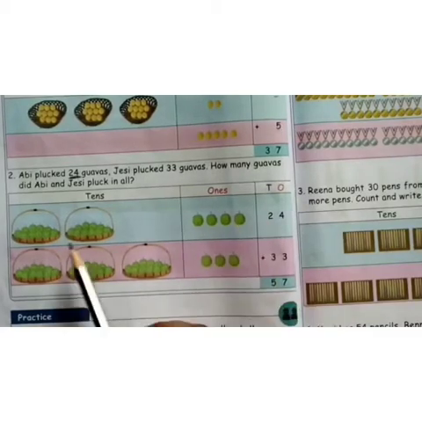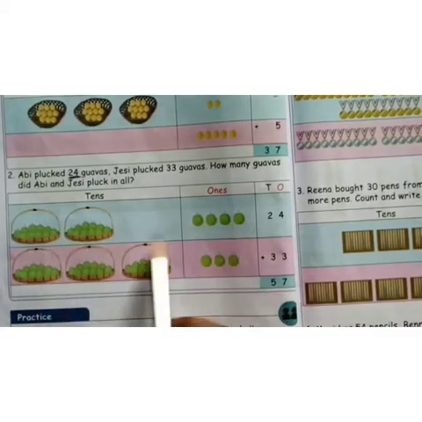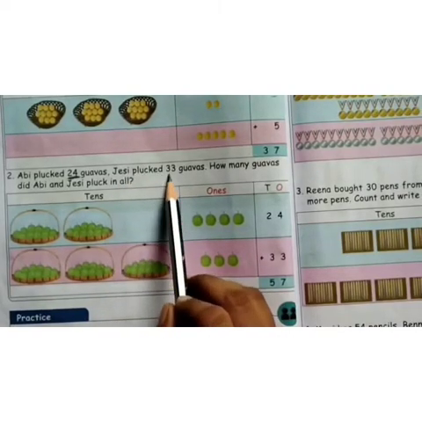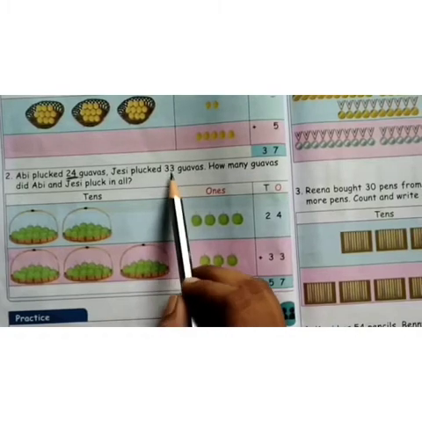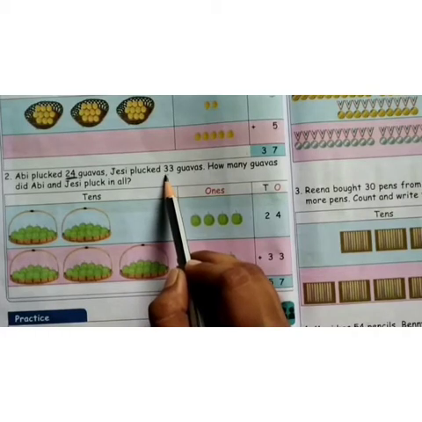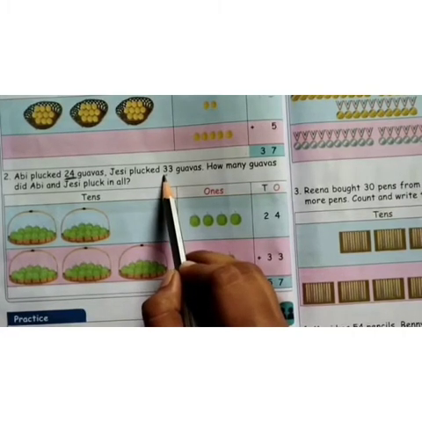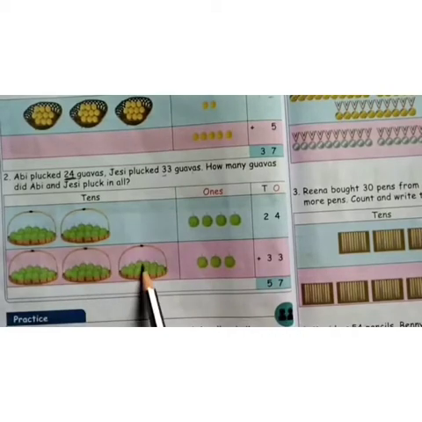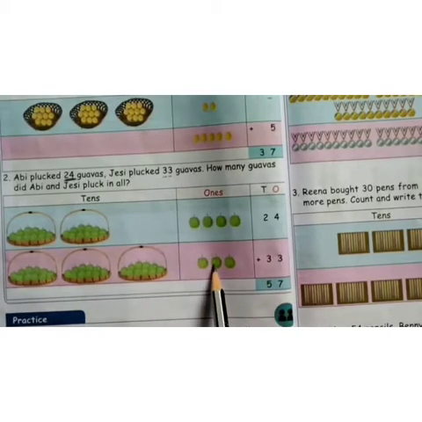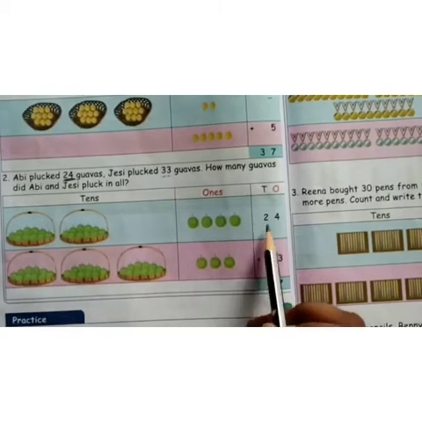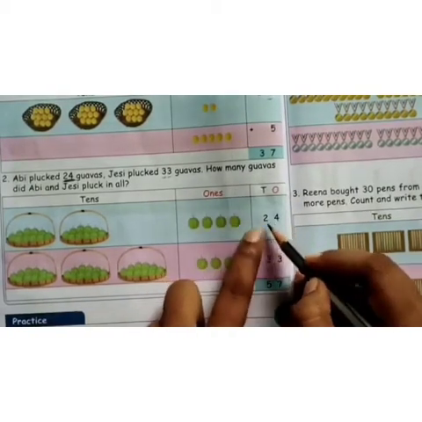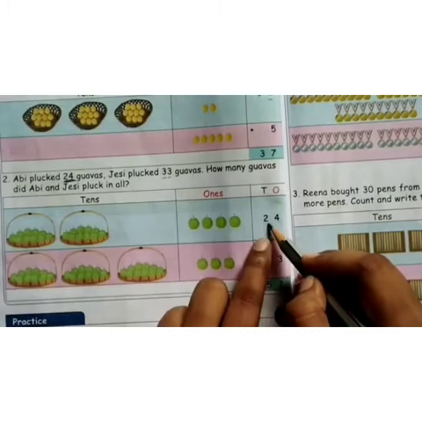We have completed how many Abhi plucked. Next we move to Jesse. Jesse plucked 33 guavas. In that, how many tens and how many ones are there? See the tens and ones place. In the tens place we are having the number 3, that means 3 tens. And how many ones are there? 3 ones. So in the ones column we have written 3. So that will be, in ones we are having 4, 1, 2, 3, 4. In tens, 1, 2. So 2. Okay.